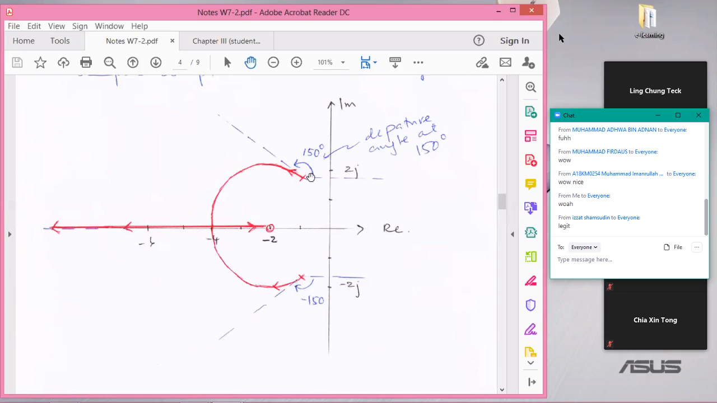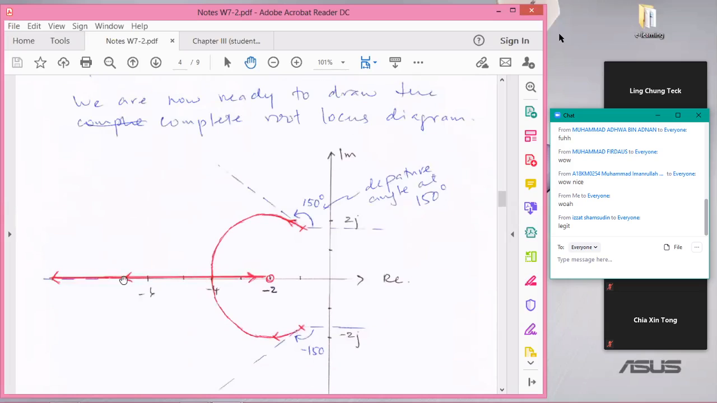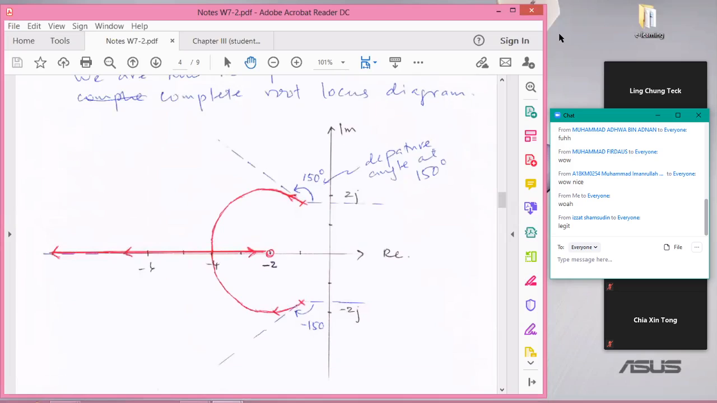Your locus will start at the poles and end at zeros. One of them ends at the zero, and the other one will go all the way to infinity along the asymptote line. Okay, so there you go. We have now discussed all 9 steps of root locus, and how we can draw the root locus diagram. Do you have any questions?